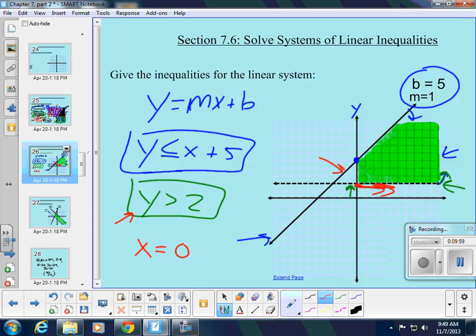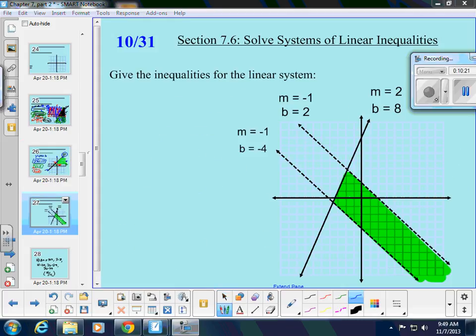Now, there's nothing to notify me that it's a dashed line, so I'm going to assume it must be a solid line that we're talking about. And in this case, we shaded to the right of it, so all x values that are greater than, so x is greater than or equal to 0, there's our third inequality. So those three inequalities would make up this shaded region.